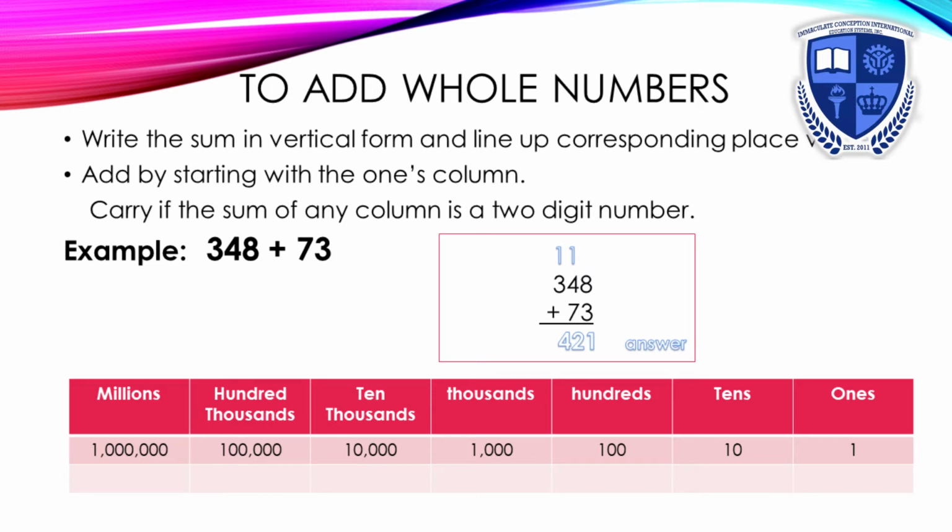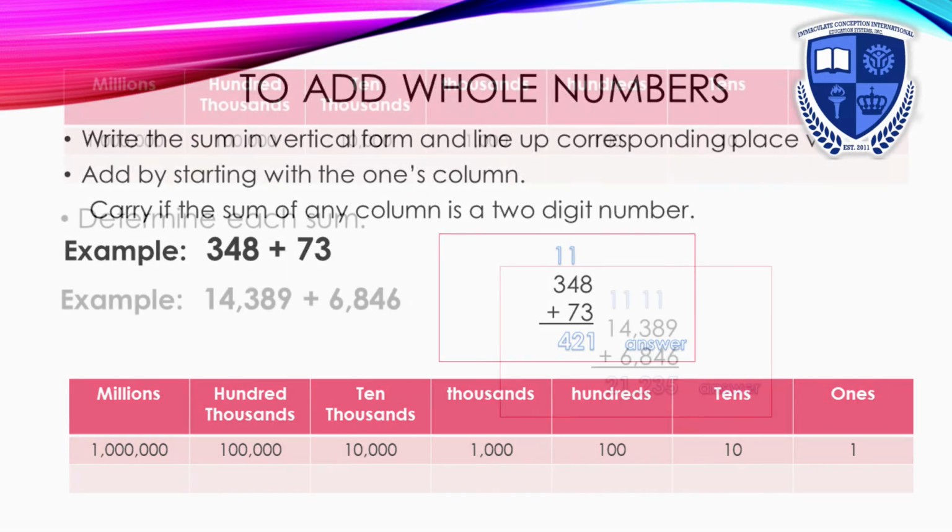We carry the 1 to the hundreds column. So for the hundreds column, we have 1 plus 3, which will be 4. Our sum is 421. So if you notice, class, to answer our given, we added 348 plus 73. So the total of our answer for this given is 421.